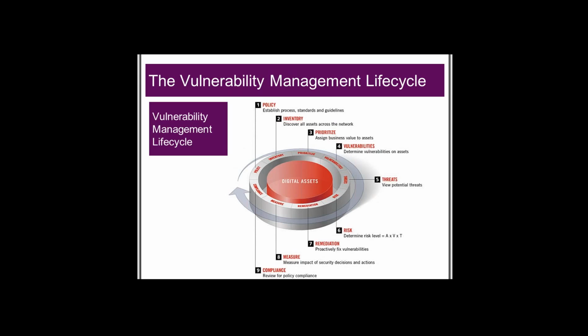I talked about inventory. I talked about knowing what you have. I talked about prioritizing. Then we figure out our vulnerabilities, determine what they are on each asset that we have. Look at the potential threats after we know what those vulnerabilities are. Figure out what our risk levels are. Remediate, as I spoke about before. Fix the vulnerabilities. Measure what we've done and make sure that we are in accordance with compliance regulations, compliance and policies.